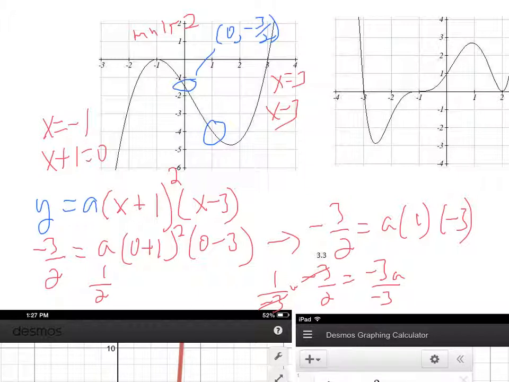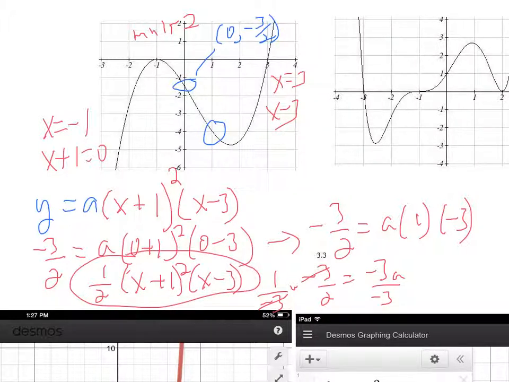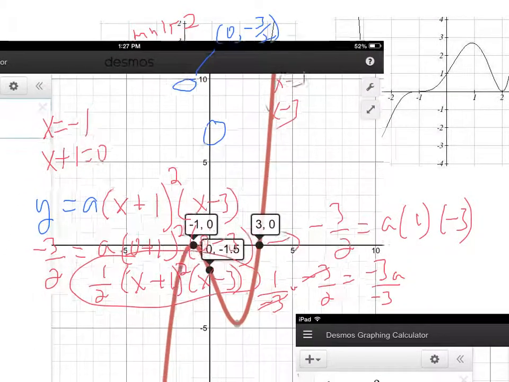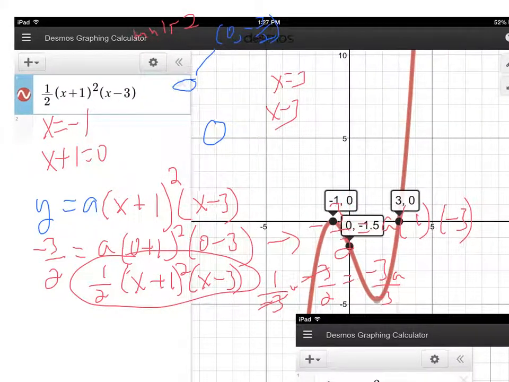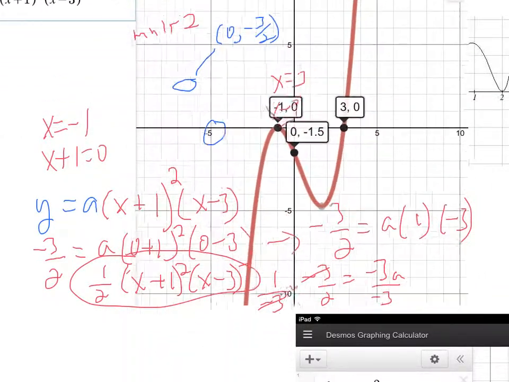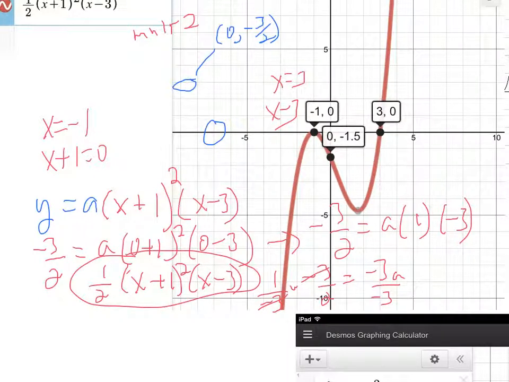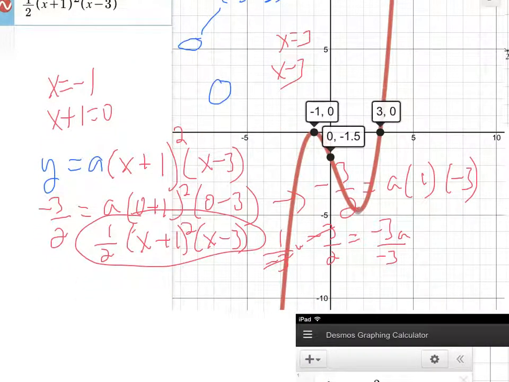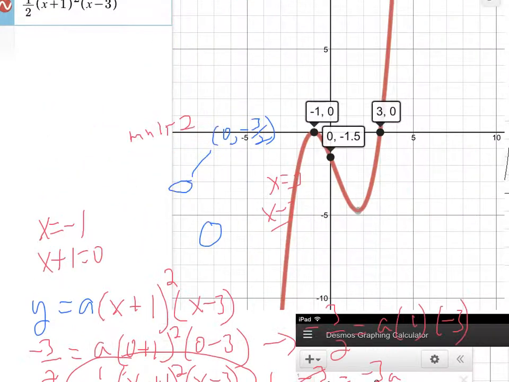So now, well, let me finish writing that. So 1/2 times (x plus 1) squared times (x minus 3). And that's what f of x or y equals, I think. So earlier I graphed this. Okay, I don't know if you can see all that, but I'm seeing the 2 zeros. It bounces, it bounces, let's see. It bounces, passes through. It goes through -1.5. So I think I did that correctly.